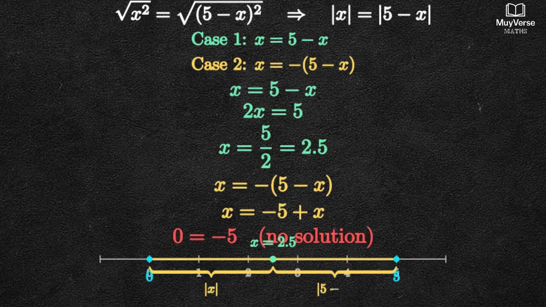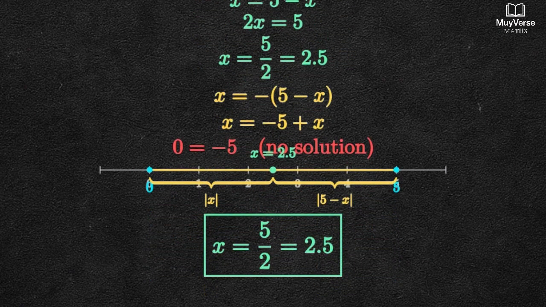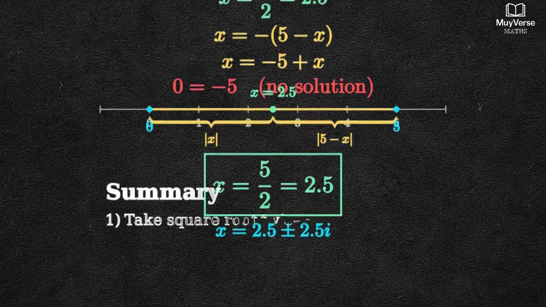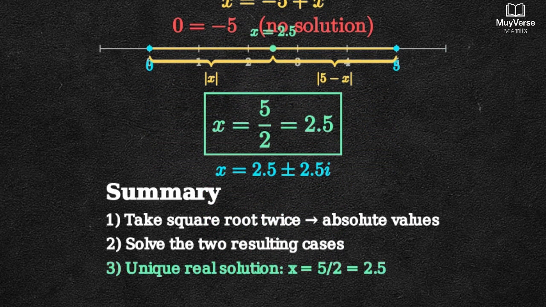Bonus note for completeness. Because fourth powers are involved, over the complex numbers we may also have solutions from the fourth roots of unity. Besides x equals 2.5, there are two complex solutions, 2.5 plus 2.5i and 2.5 minus 2.5i. Summary. We reduced the equation with two square roots, recognized the absolute value relationship split into two cases, and concluded the unique real solution x equals 2.5.